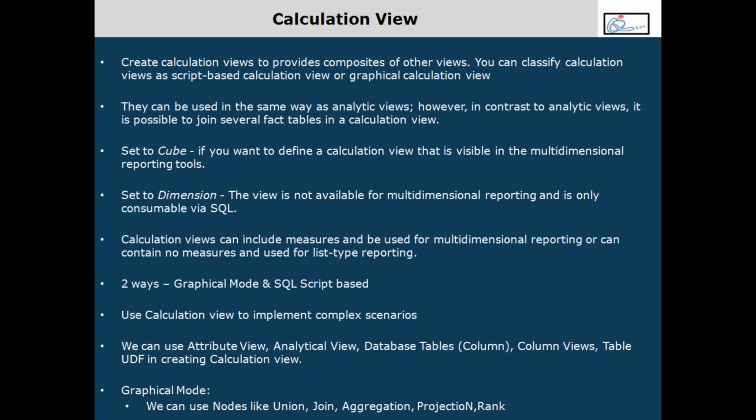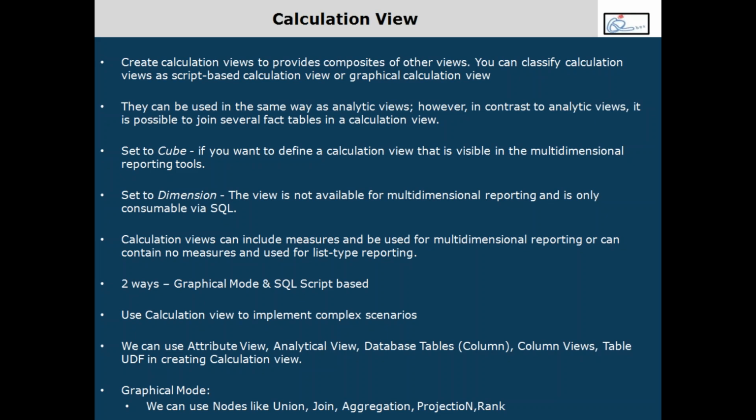So look at the point here. If you remember, for attribute view, the property data category was dimension, which was restricting you from having measures in it, right? For analytical view, the data category was cube, because of which we were allowed to have measures in the views. We never had an option of changing that property. In attribute view, data category was fixed as dimension. In analytical view, the data category property was fixed as cube.